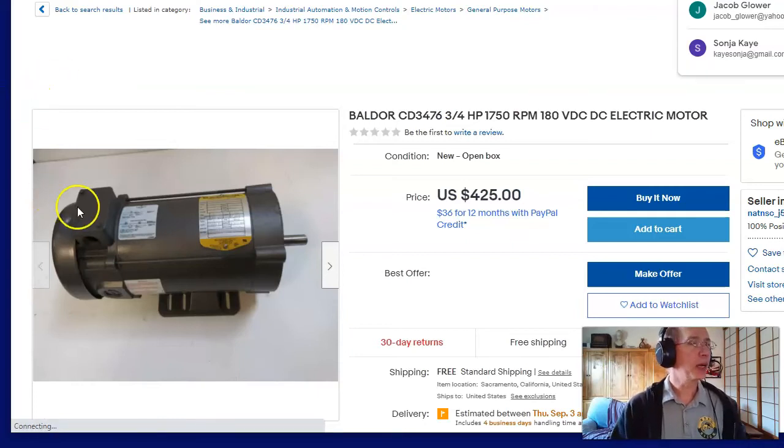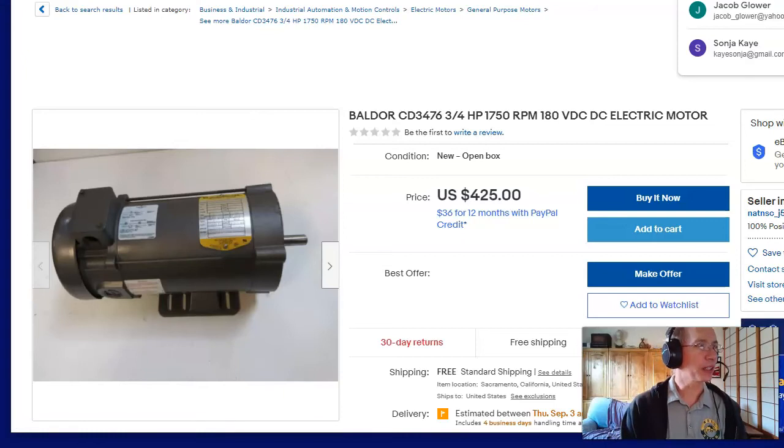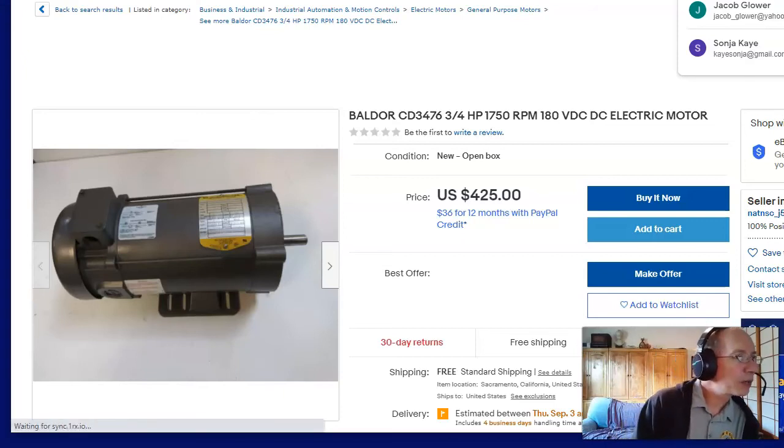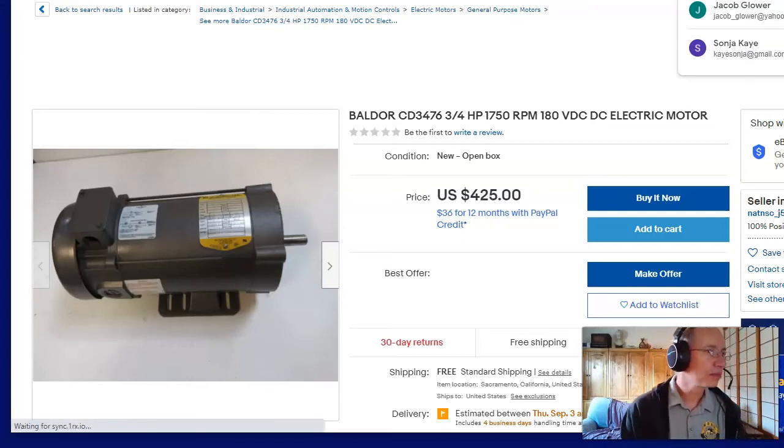The problem is they're large, inefficient, expensive. This is a motor that's about $2,000 new. You can get them on eBay for $425. Looks like it weighs right around 40 pounds. About the size of a shoebox. That's a DC motor.